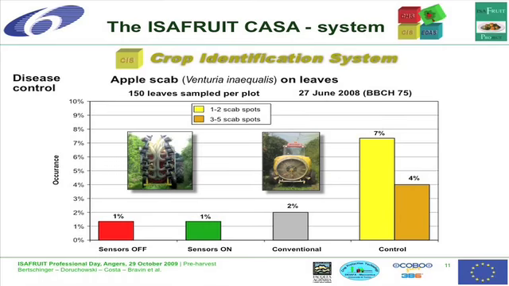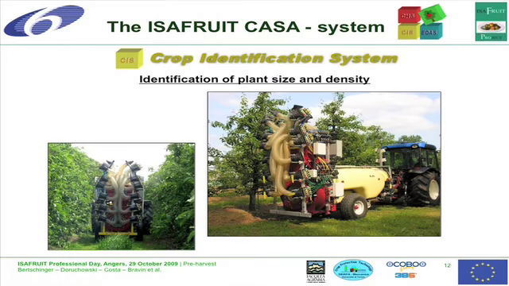You see also the difference in protection level. Very briefly, the occurrence of scab, and you see here sensor off, sensors on, the conventional spraying, and here two control situations. You see that there is actually no difference between on and off, but there is an achievement with regard to the conventional sprayer here. So it means that you have really a progress if the sensors are used. This is just an image of the sprayer as it looks like right now.